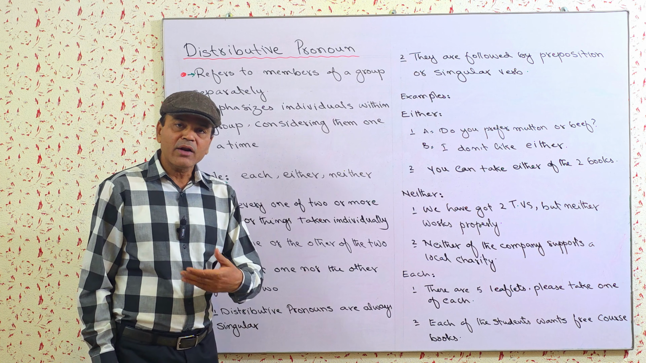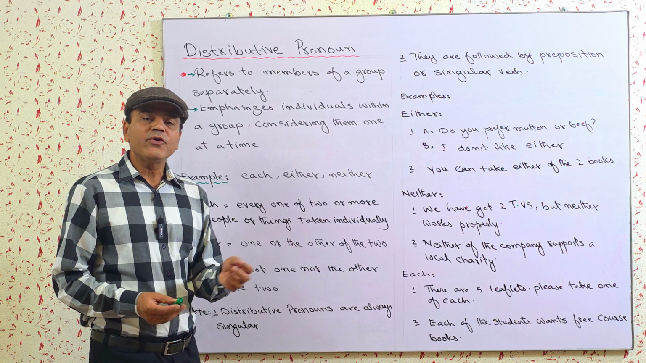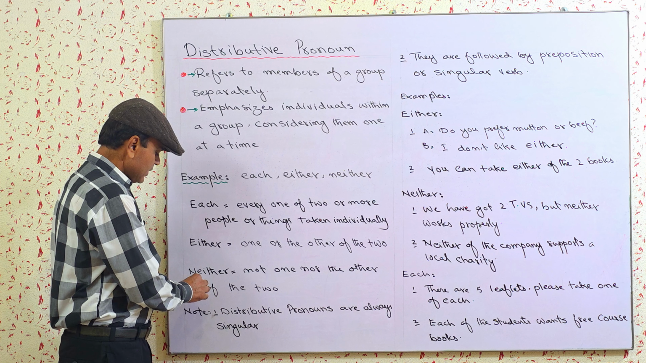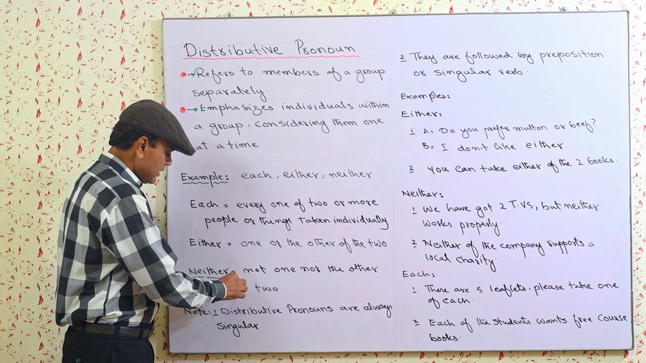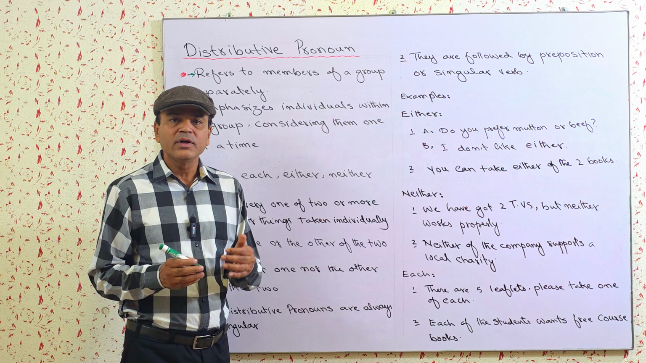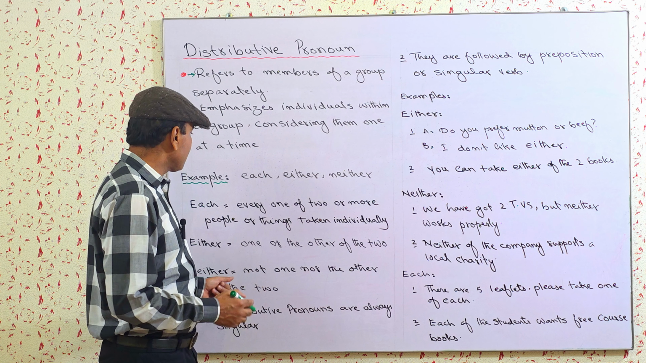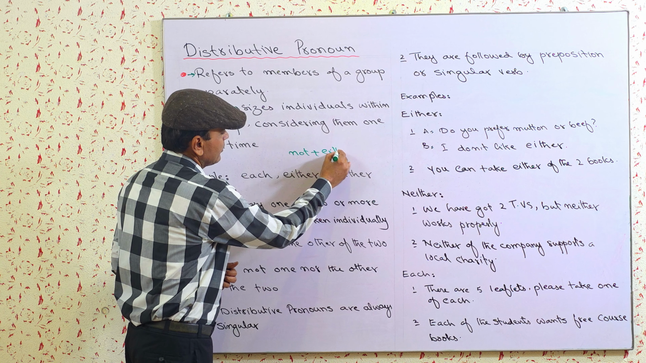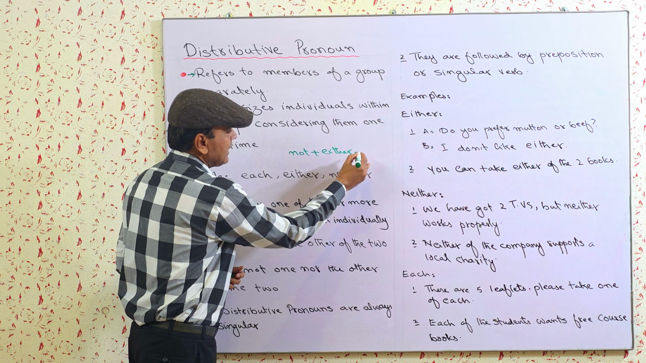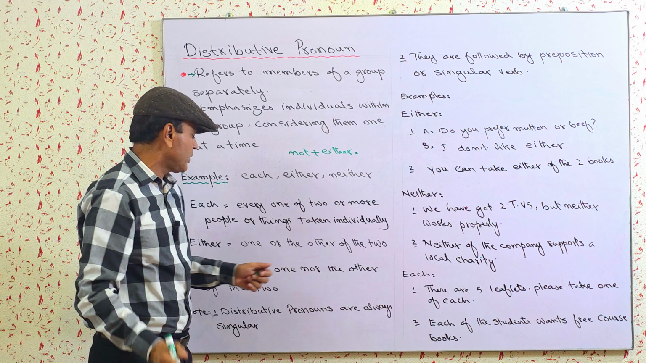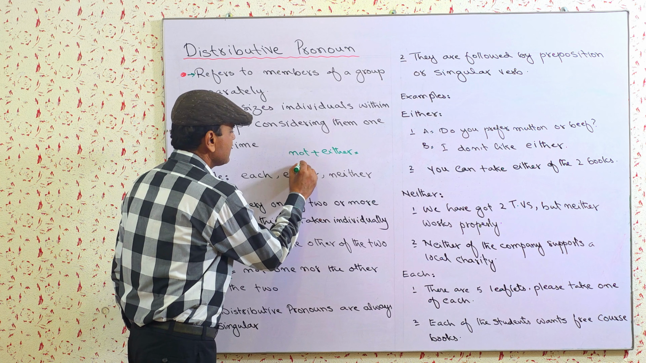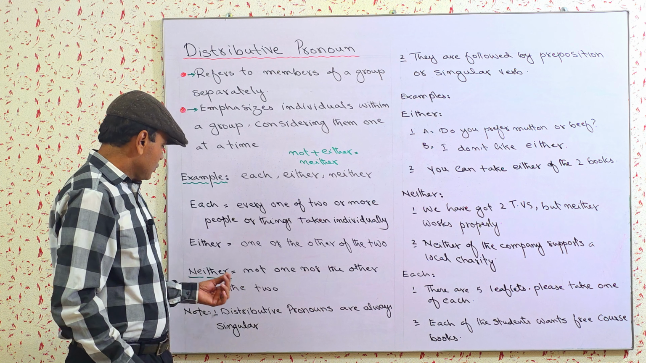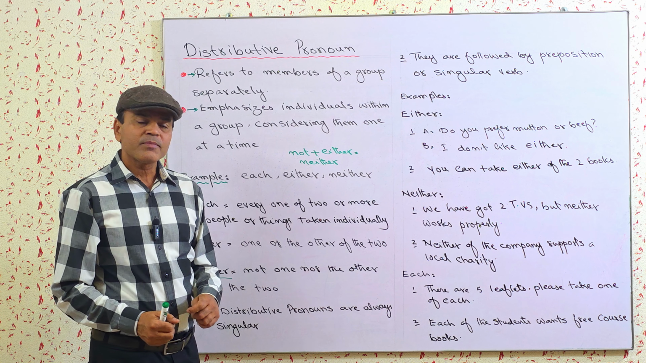Neither is the negative form of either. If you divide this word into two parts, it is a combination of not plus either. When I combine these two words, the new word formed is neither. So actually this is the negative form of either.